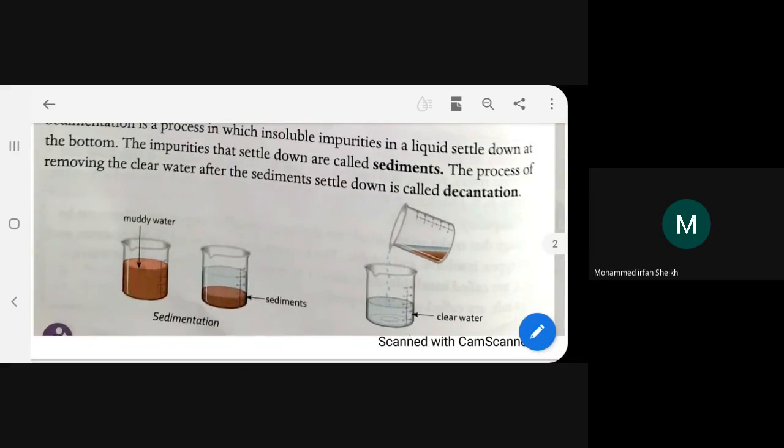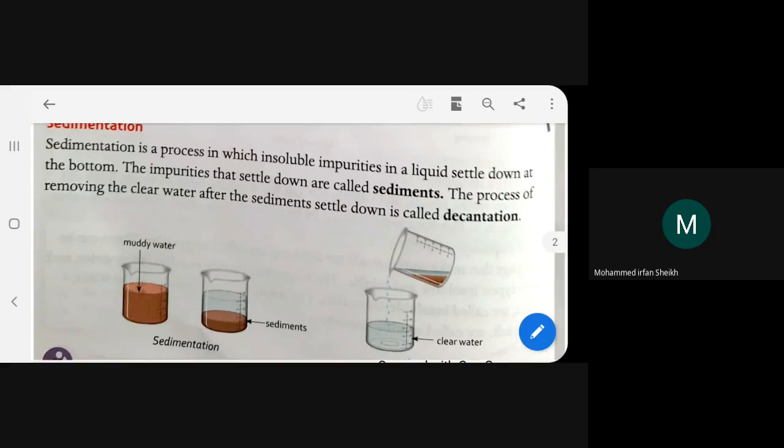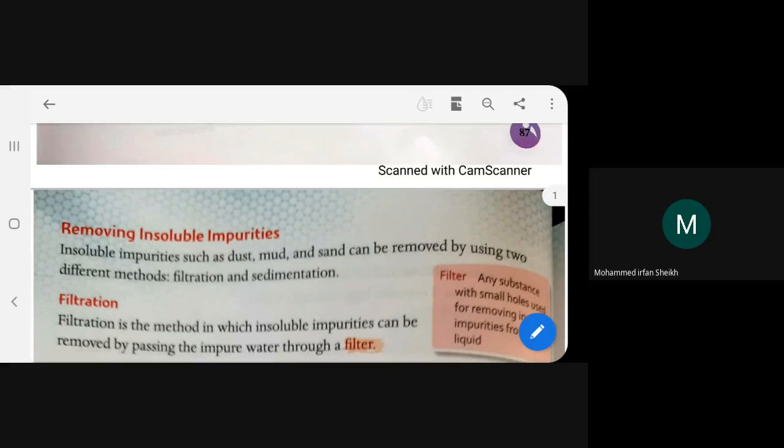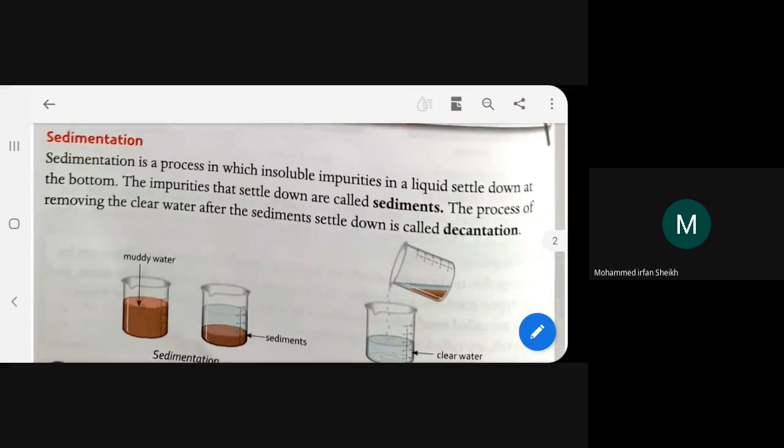See, we had already learned yesterday about one of the methods to remove insoluble impurities. Correct? Now the second method we are learning. The name of this method is sedimentation. Here actually two methods are explained: sedimentation and decantation.